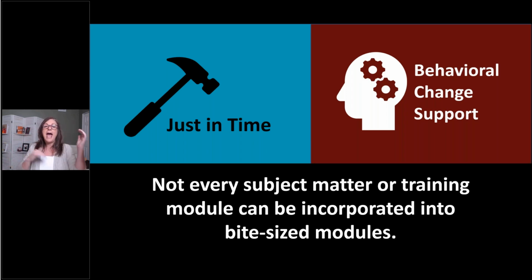So think about how it's going to be used. And that will answer your question as far as whether or not it's appropriate for that moment.